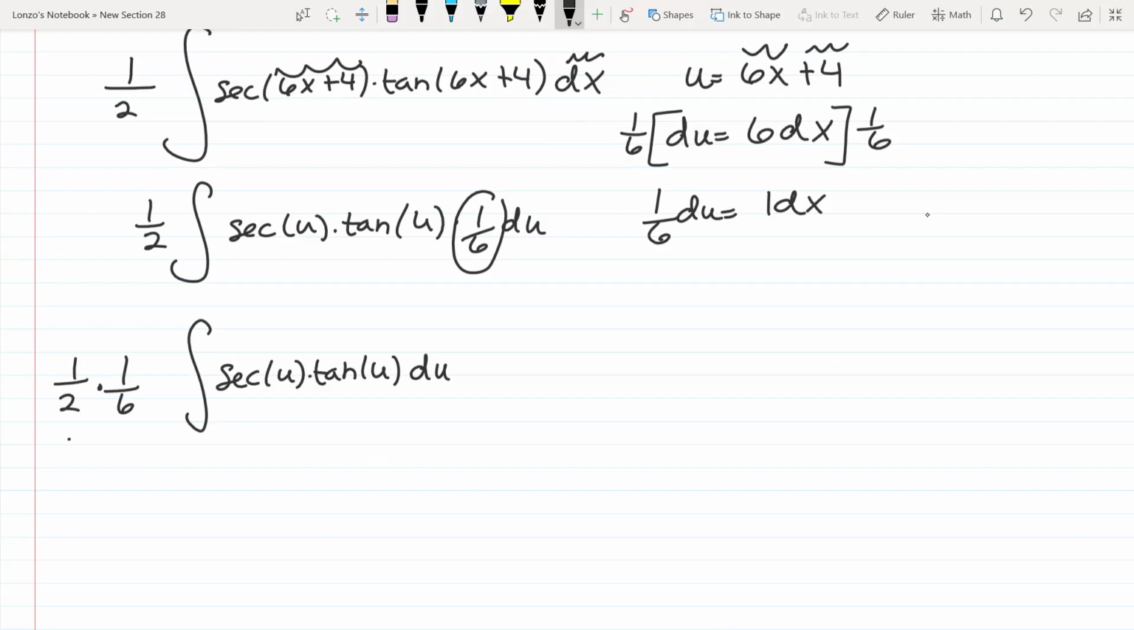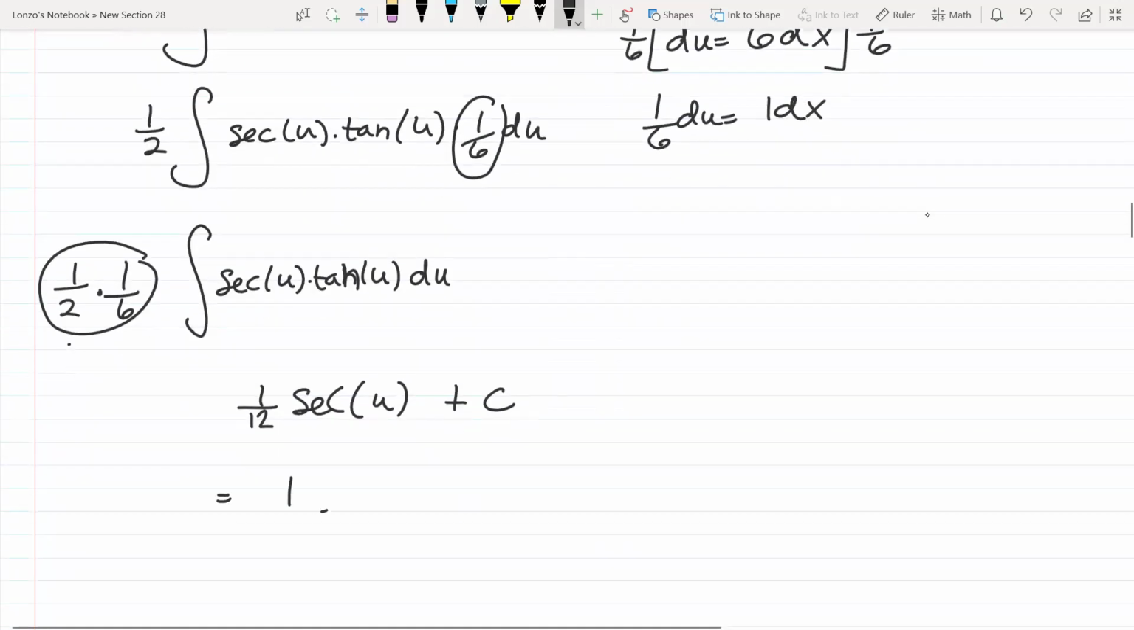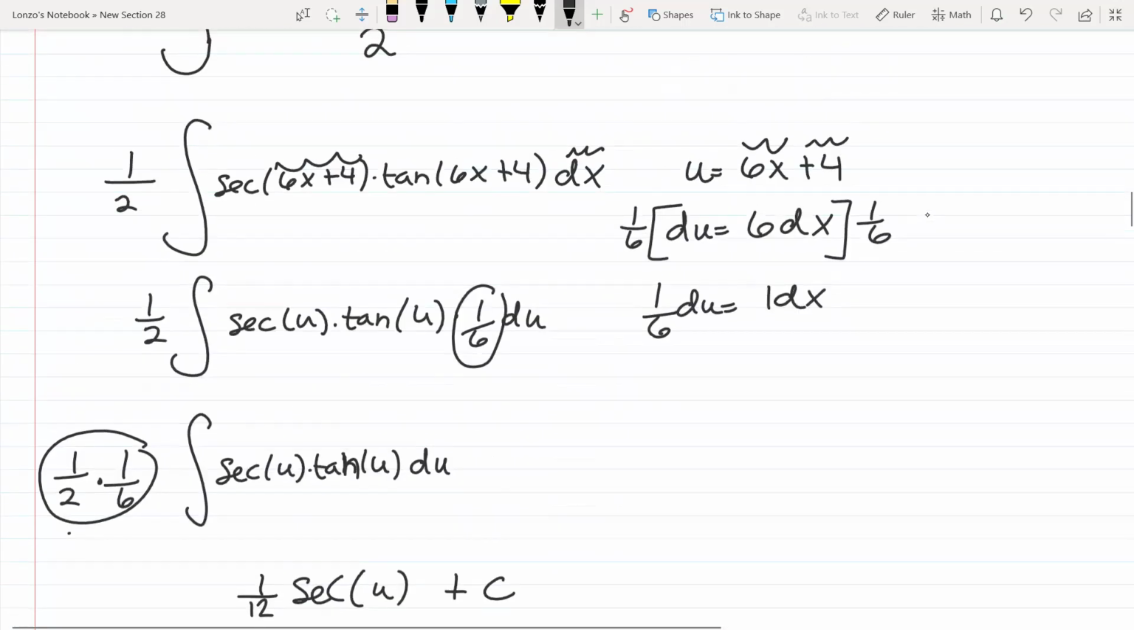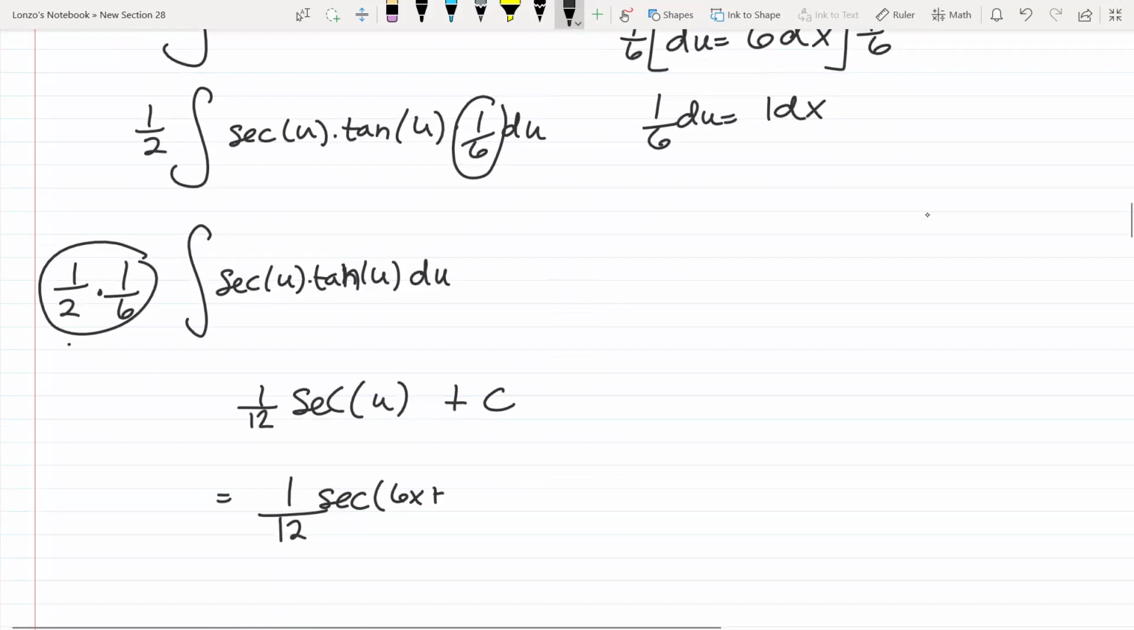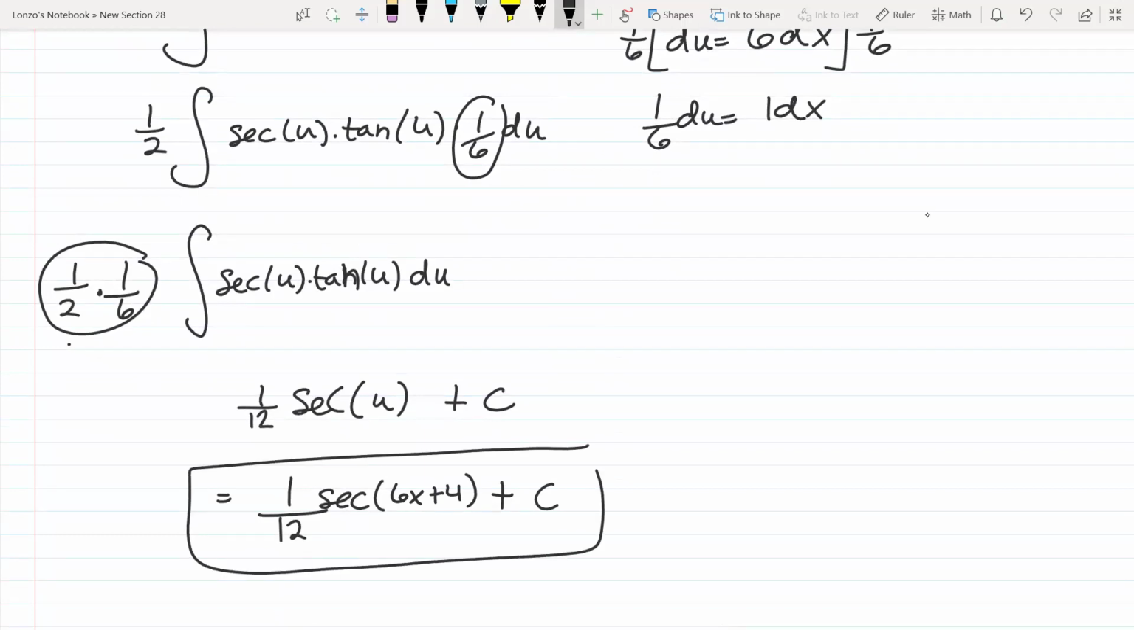du. And what is the integration of secant u times tan of u? That is a known integration rule. It is secant u. This is an n, not an h. That would be secant of u, and then we have this constant, which is 1/12, plus c. Okay, and then your final answer is 1/12 secant of u, which is 6x plus 4, plus c. So that's your final answer.